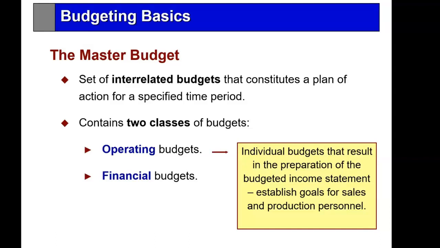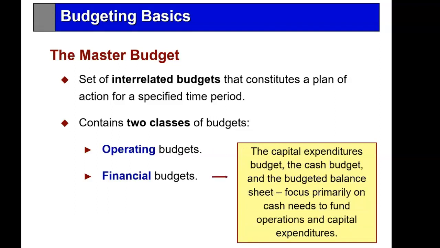Then on top of that is the financial budget. And the financial budget is to make sure that we have enough cash in order to meet all the needs of the company.